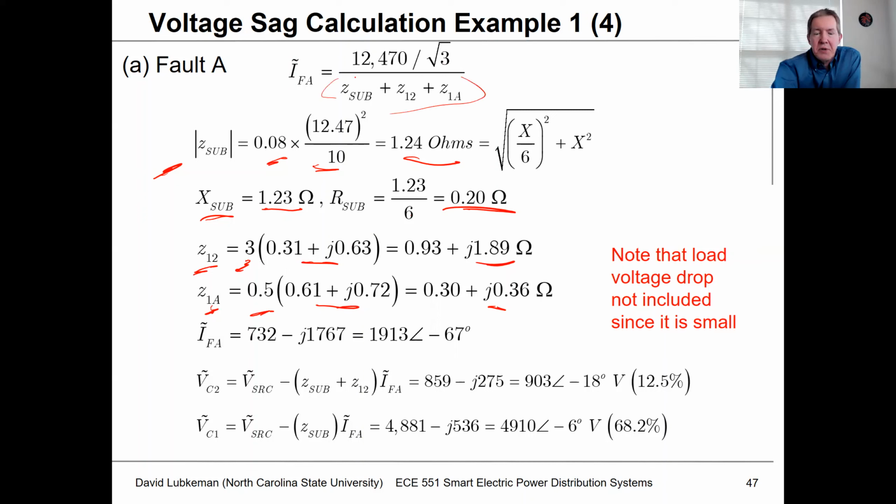Take the summation of these three impedances, and this gives me a fault current of 1913 amperes at a phase shift of minus 67 degrees.